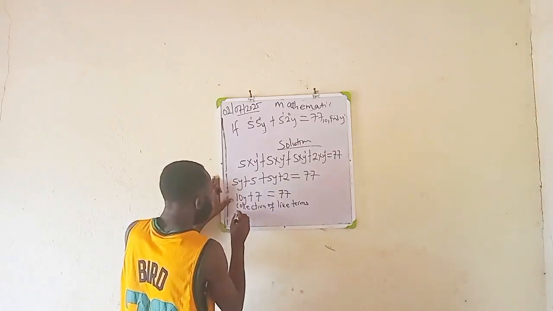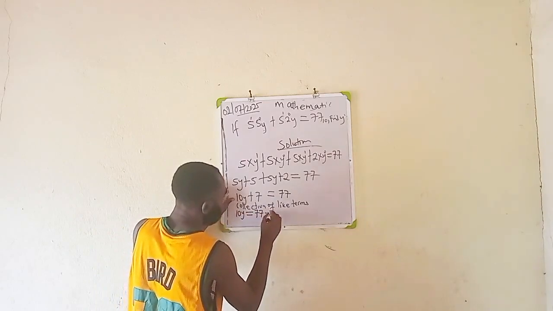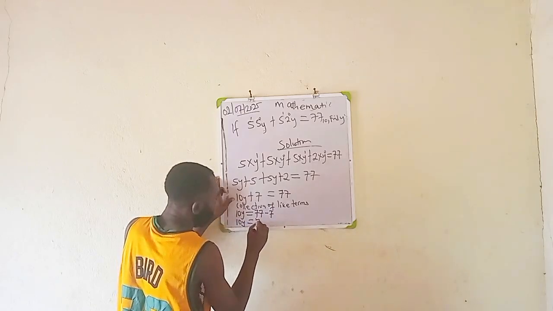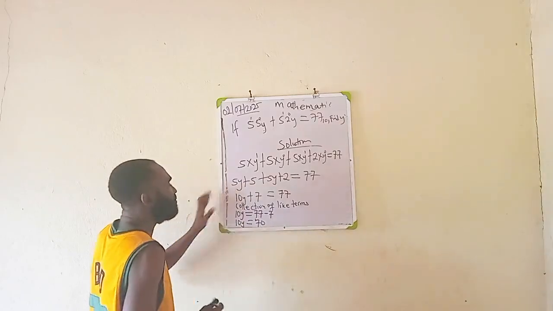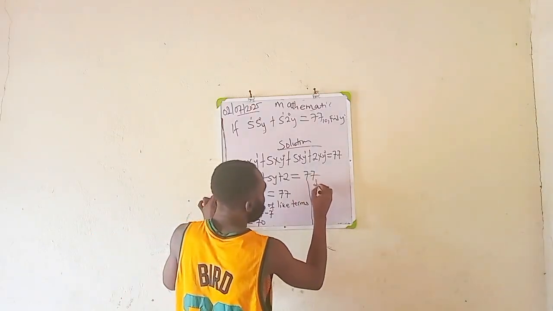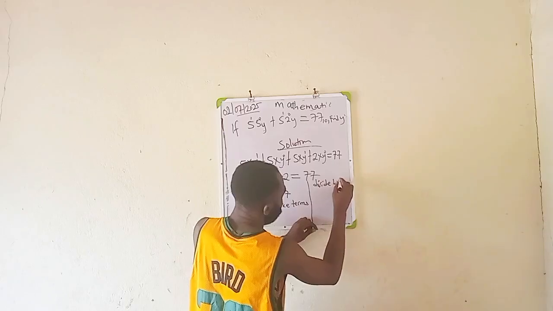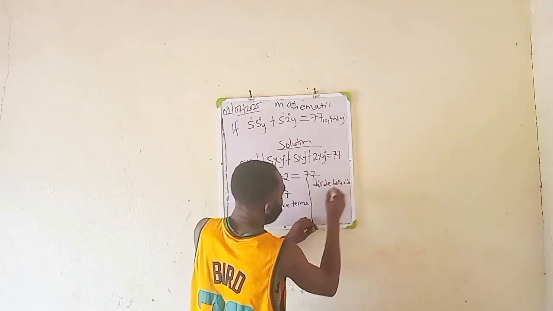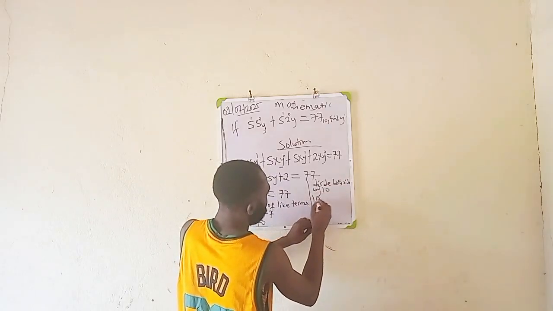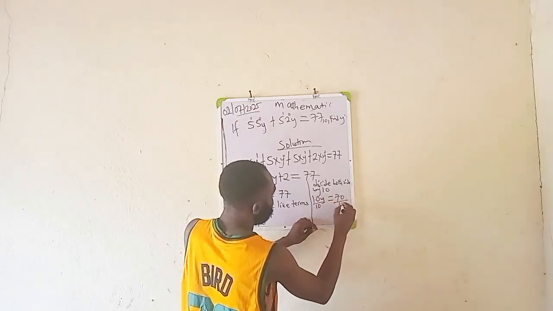So you have 10y is equal to 77 minus 7, and this is 10y is equal to 70, because 77 minus 7 is 70. So you are going to divide both sides by 10, so that 10y divided by 10 is equal to 70 divided by 10.